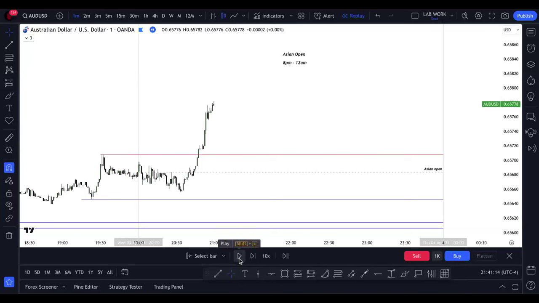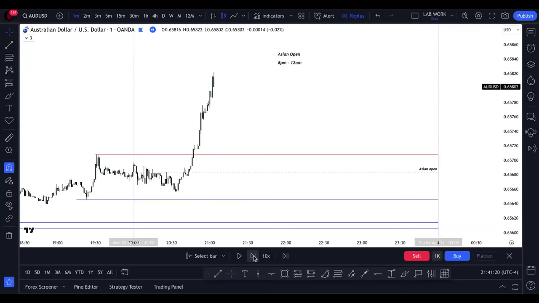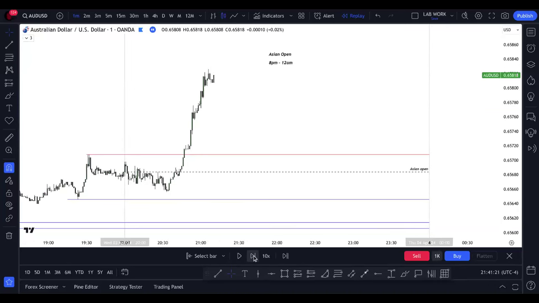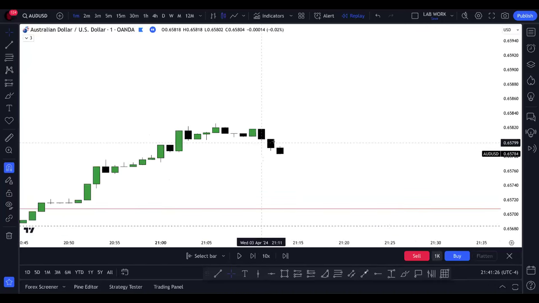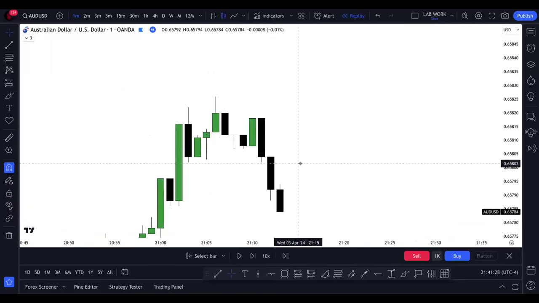We're going to look for an entry technique of a fair value gap that breaks a swing low. That swing low has to be inside the fair value gap. Let's play it. Let's look very specific. See if we got one yet. No, we don't have any. This is not one. Look at it closely. It's not inside the fair value gap. That's not it.